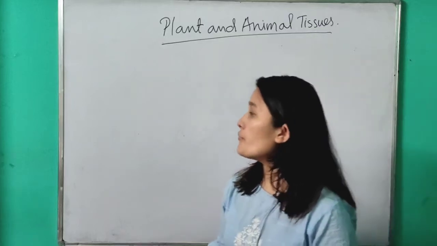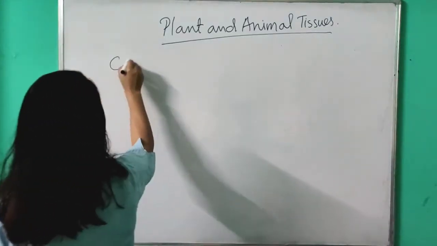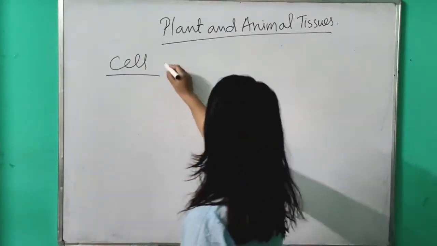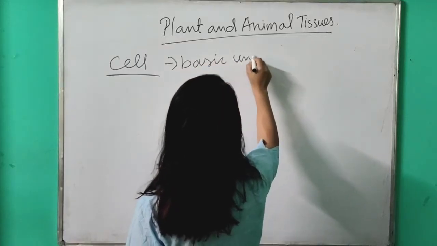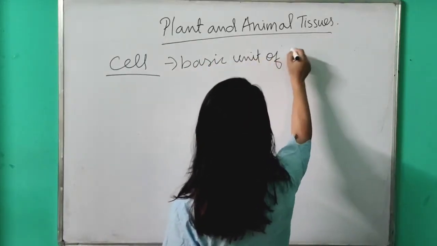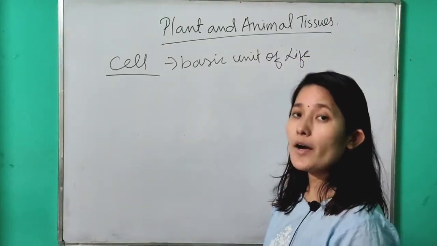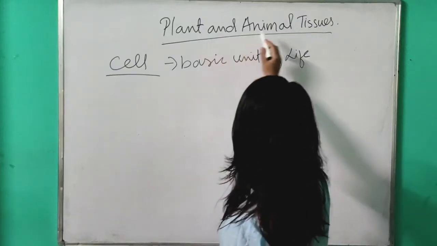Okay, so in our first chapter we discussed about cell. So we all know what is cell, right? It's the basic unit of life. All living organisms are made up of cells. So we had a detailed study about what is cell. So the second chapter is plant and animal tissue.